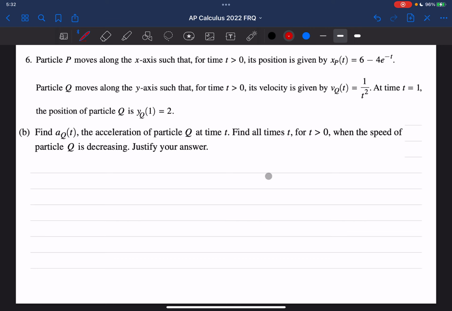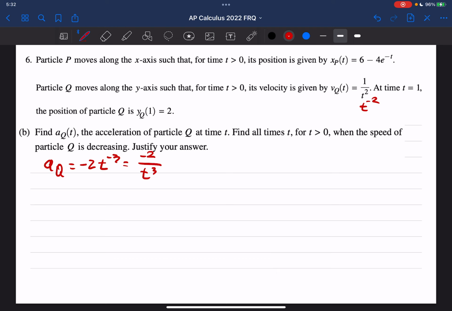Part B, we want to find the acceleration at time t, and then for all times when t is greater than 0, find when the speed is decreasing. So we have to first find the derivative. So a of q equals, now this is the same as t to the negative 2 power, so we want to think of this as power rule. So for acceleration, we have negative 2 t to the negative third, which is negative 2 over t cubed.